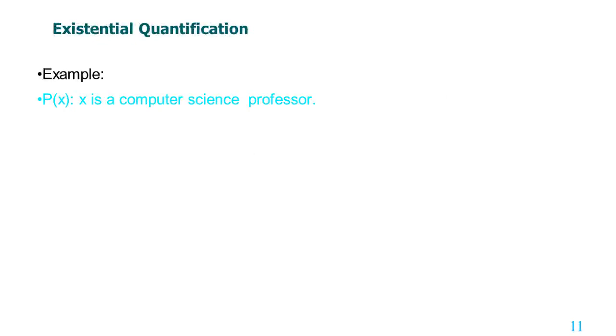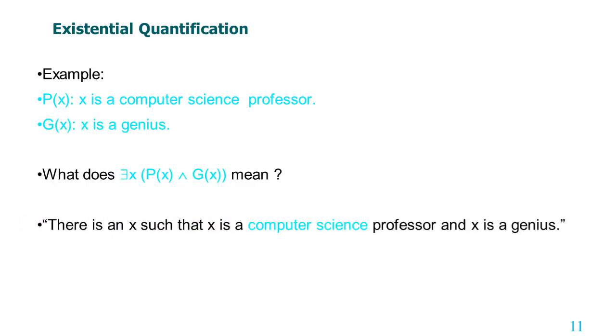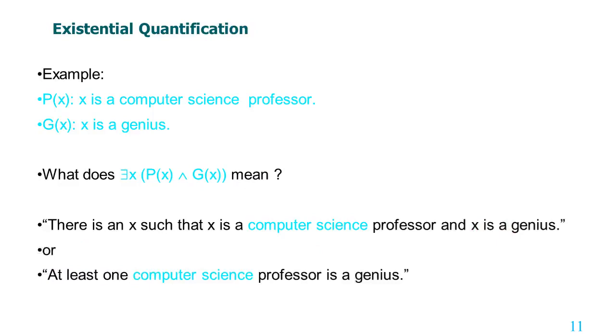Example, P(x) is a statement that x is a computer science professor, G(x) means x is genius. What does this statement mean? There is an x such that x is a computer science professor and x is genius. This is the AND operator. Or, at least one computer science professor is a genius.